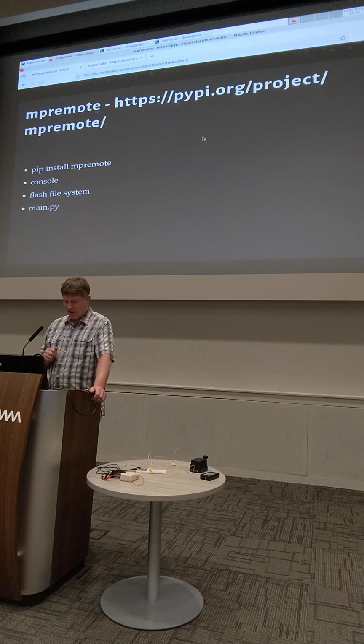mpremote, you can pip install it. One of the things I found useful is on a Windows machine, I was trying to figure out how to get an ANSI terminal, and I spent some time looking into it, but I found mpremote first, and that gives you a nice correct console emulation, terminal emulation.